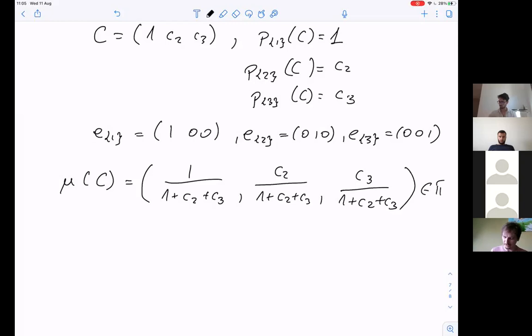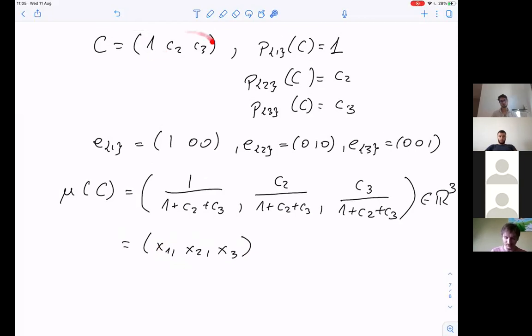So this is an element of R3, and let me parameterize my R3 using X1, X2, and X3. Okay, so this is my coordinate system. So every element of the positive Grassmannian G plus 1, 3 is mapped to one of these points inside of the R3. Okay, now notice the following thing.